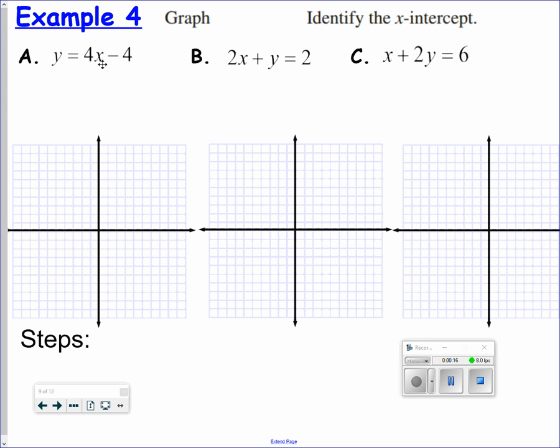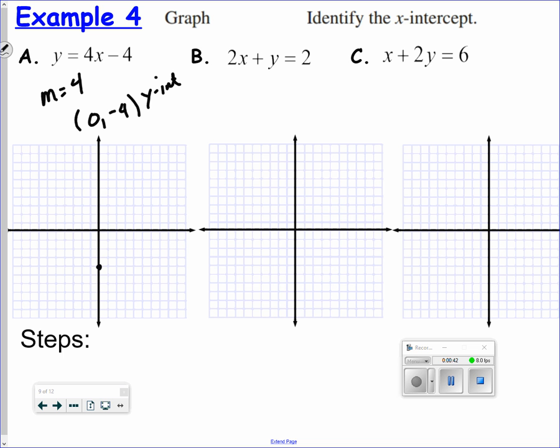In this particular situation, I see it's a y equals equation, so the slope is 4. y equals mx plus b, so the b value is -4. That means my y-intercept is at -4, with a slope of 4. Now, how am I going to graph something with a slope?